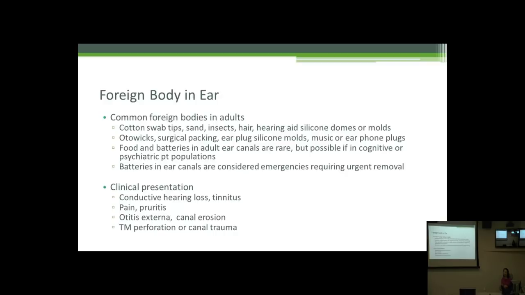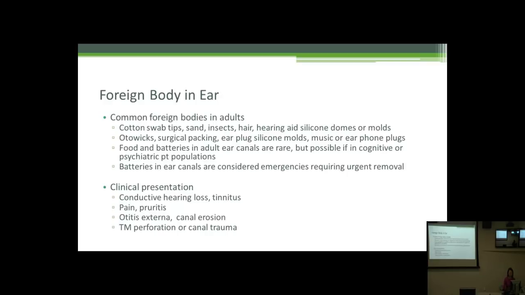Those are considered to be medically urgent. They need to be removed immediately by ENT. Other things, if it's a bug, and if it's still alive, you want to drown and kill the bug first by pouring mineral oil in the ear for a good 10-15 minutes, and then attempt to remove the bug. I have had to do that a couple of times and it has been pretty successful.